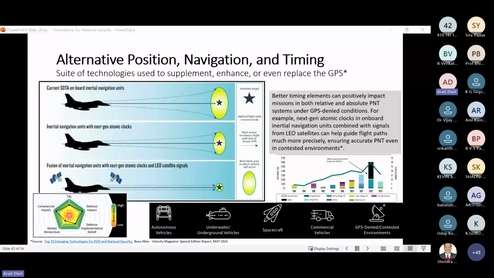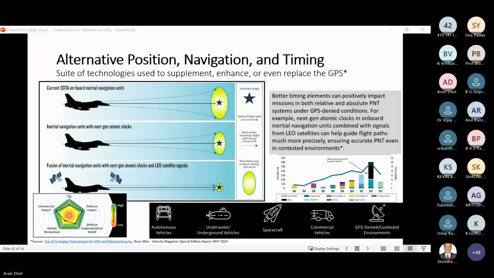So if you look at the first one, which is the current SOTA onboard inertial navigation unit, there is room for errors, because the target seems very high. The possible signals that move out are in a wide range, right? So if we mix the inertial navigation unit and fuse both of them, next-gen atomic clocks and LEO satellite signals can help us pinpoint the target and increase the probability of success of hitting the desired target, something that we see here.